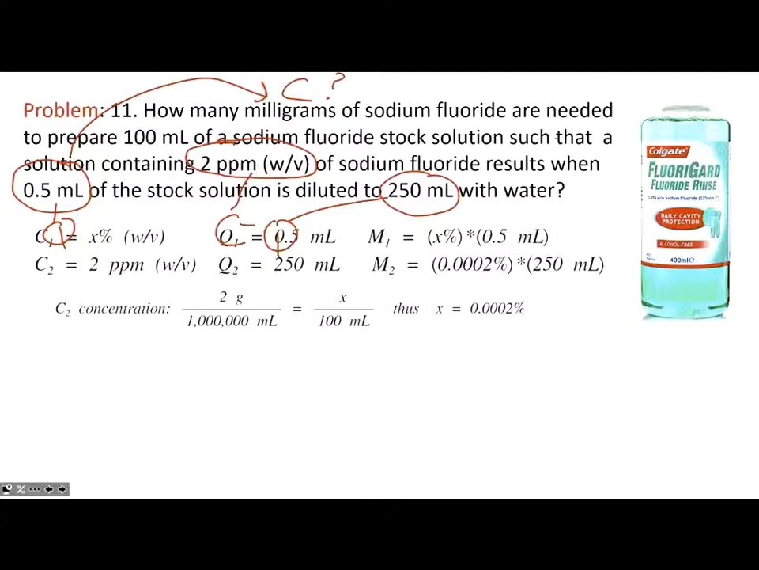But I know how much of that solution I'm going to use in my final dilution. It said I'm going to use 0.5 milliliters. So my Q1 for that concentration is 0.5 milliliters. I'm going to take half a mil of whatever that concentration is. And what am I going to do with that half a mil? I'm going to dilute it up to a total volume of 250 mils. So my Q2 is the 250 mils. I know what my final volume is going to be. And I was told that that final concentration is 2 parts per million. So my C2 is 2 parts per million.